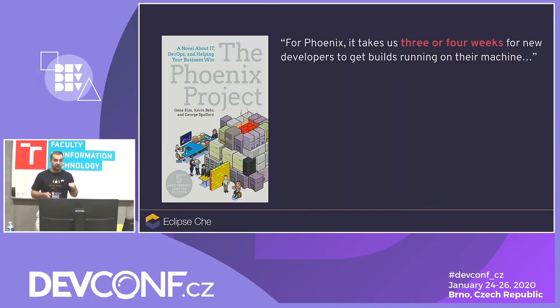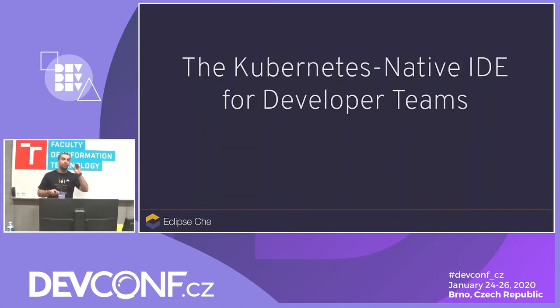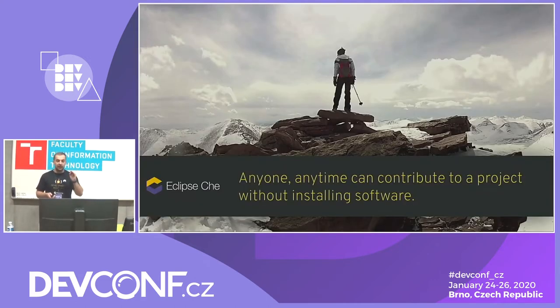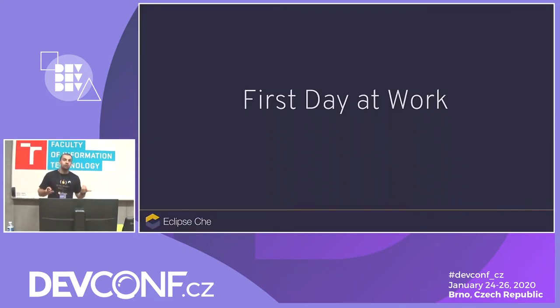So as I said, Eclipse Che is a web IDE, but more importantly, it's a Kubernetes-native IDE for developers and teams. And the motto of the project is that anyone, anytime, can contribute to a project without actually installing software. And now I want to show you how it looks and how it feels to develop the Che way. So let's imagine it's your first day at work, you're in a new company, and you are assigned to a new project.